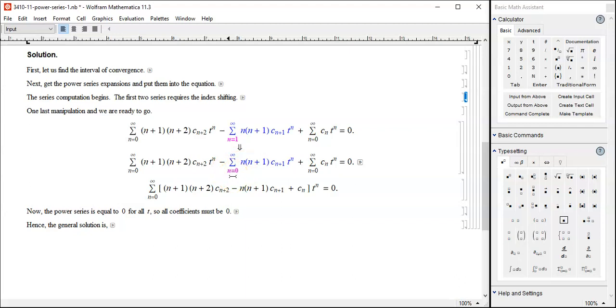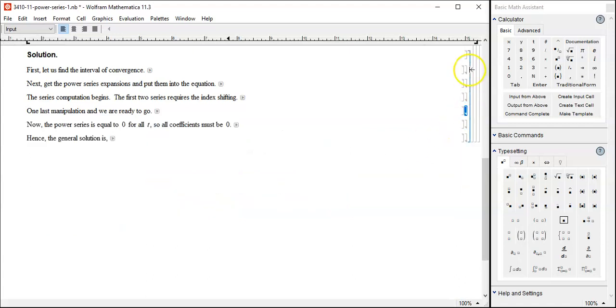And then take the like terms together. T to the nth power is a like term, so we get all these. Is everybody with me here? In case you aren't, let's have a recap.